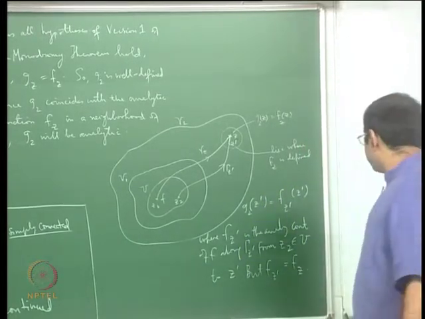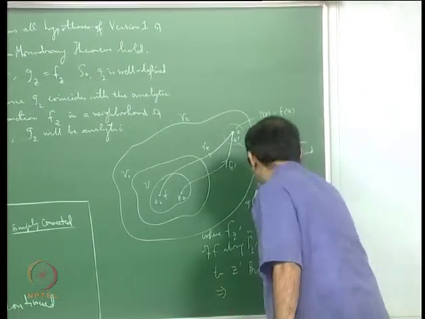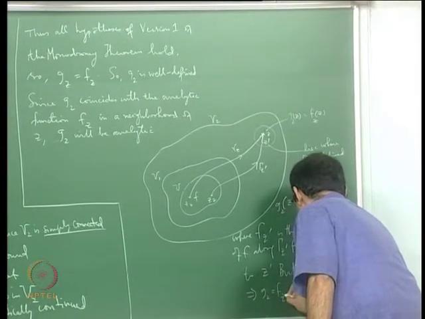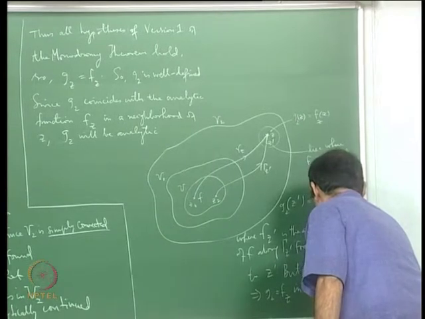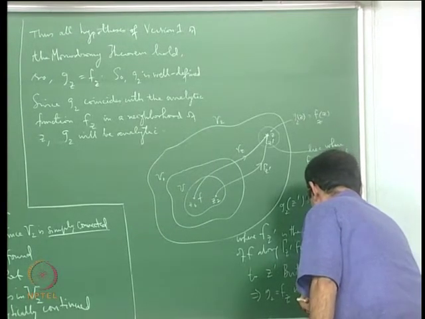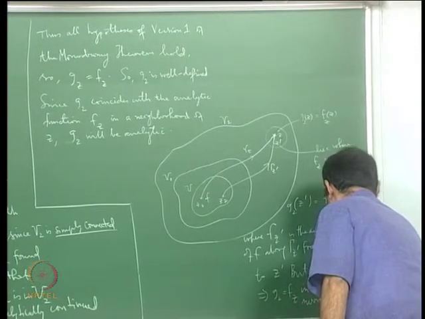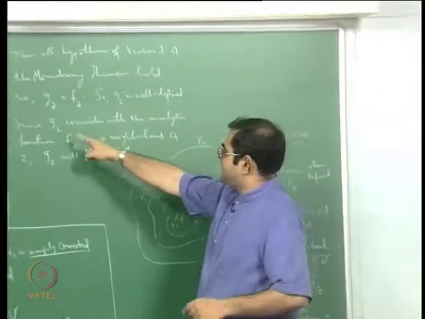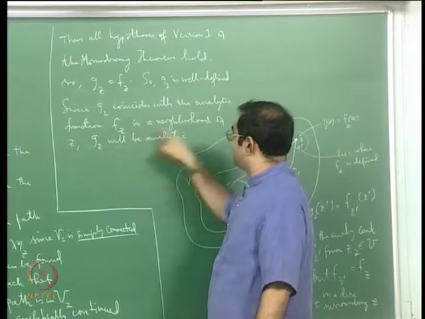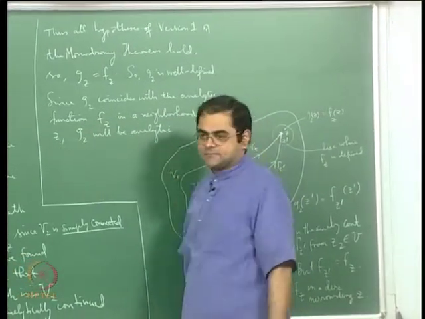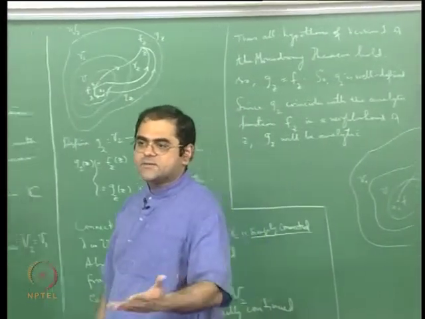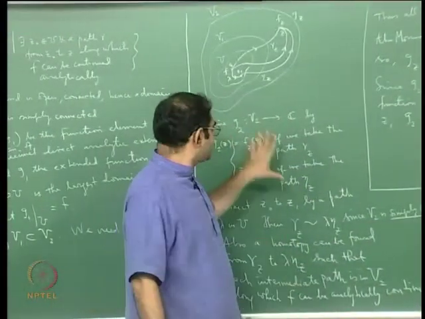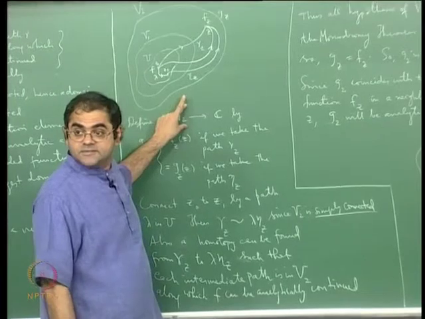And therefore this implies that G2 is equal to Fz in a neighborhood of Z, in a disk surrounding Z. That is the statement I made here. Since G2 coincides with the analytic function Fz in a neighborhood of Z, G2 is analytic. It is locally analytic, so it's analytic. At every point Z, G2 is analytic, that's all. So I have managed to produce a global function on V2 which is analytic.